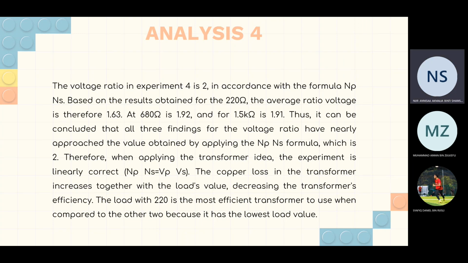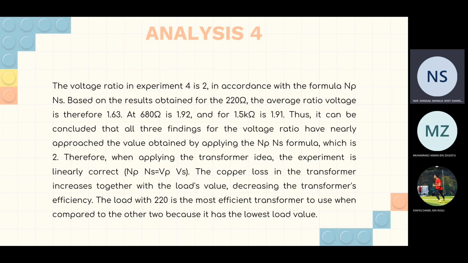For analysis 4, the voltage ratio in experiment 4 is 2, in accordance with the formula NP/NS. Based on the results obtained, for the 220 ohm the average voltage ratio is 1.63, at 680 ohm it is 1.92, and for 1.5 kilo ohm it is 1.91. Thus, it can be concluded that all three findings for the voltage ratio have nearly approached the value obtained by applying the NP/NS formula, which is 2. Therefore, when applying the transformer idea, the experiment is linearly correct. NP/NS equals VP/VS.